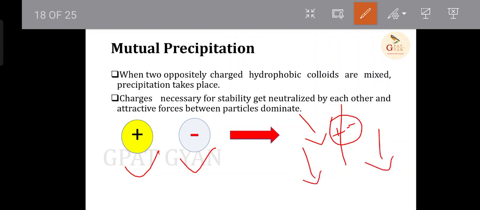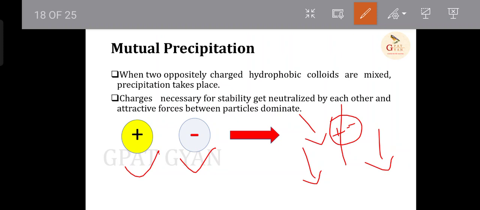So that is mutual precipitation, and obviously this is not a stable condition. Try to understand, mutual precipitation is not a stable condition. Mutual means there is something common happening: if you add different charges, they will precipitate together. Try to understand what is common between them, that they will precipitate together.